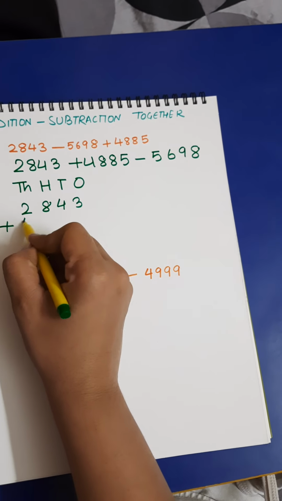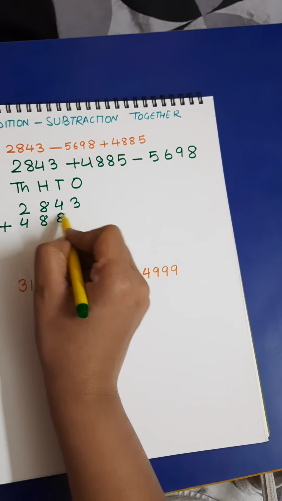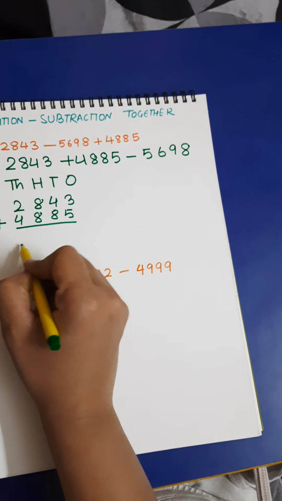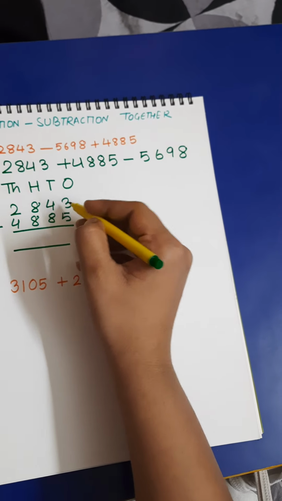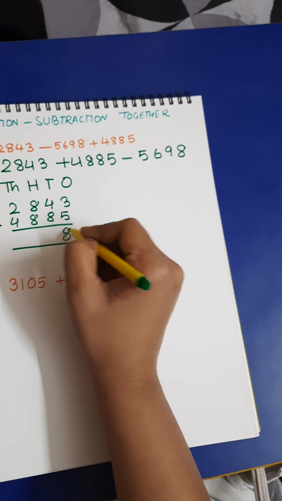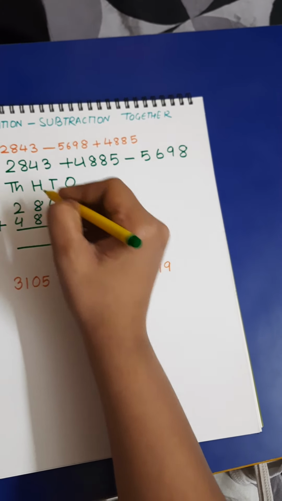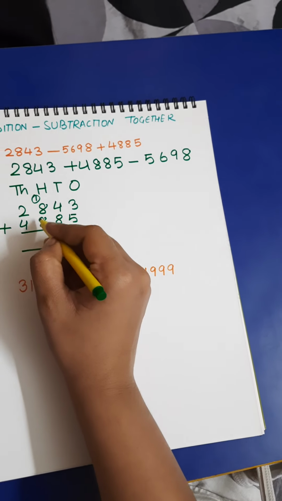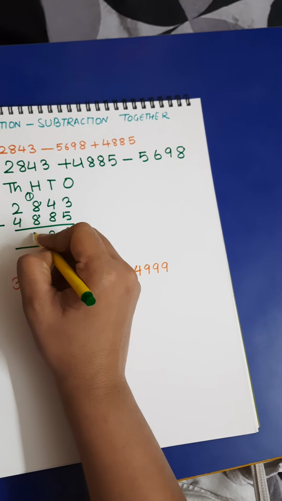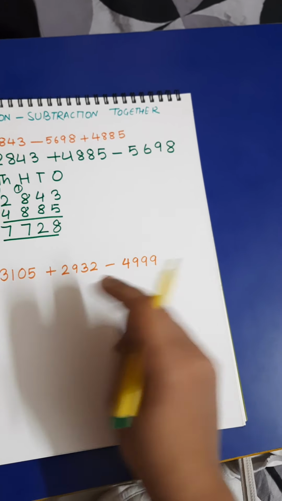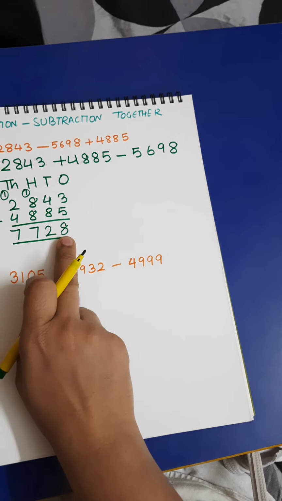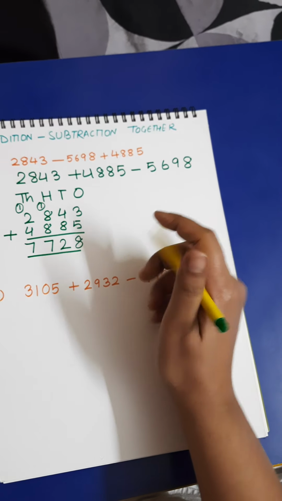So plus sign, 4885, and you will get your total. We will start from the ones place. 3 plus 5 is 8, 4 plus 8 is 12, 1 carry over. Then 8 plus 8 is 16, plus 1 is 17, 1 carry over, and 7. So it is 7728. Now our subtraction is left.